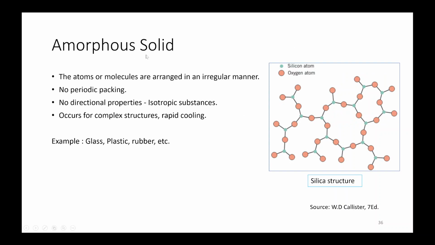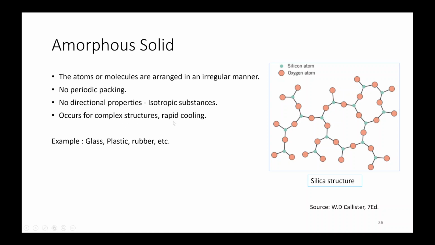Other category is amorphous solids. In these, the atoms or molecules are arranged in an irregular manner. So there won't be any long range order. No periodic packing will be there and no directional properties will be there. So these show isotropic properties and these occur for complex structures. For example, if there are more than 4 to 5 metal elements, for example in case of high entropy alloys, then it is more likely to show amorphous nature.